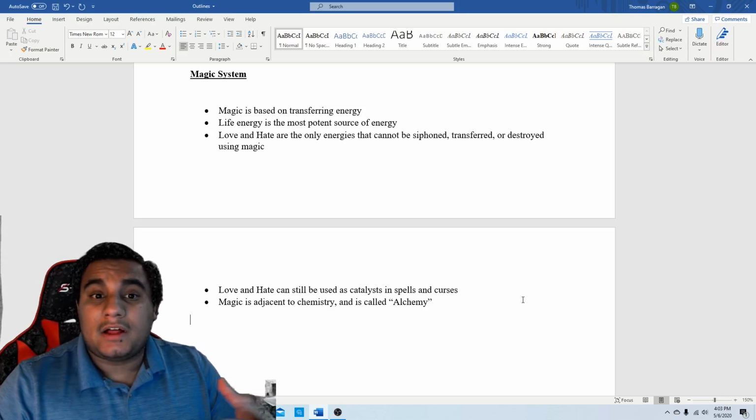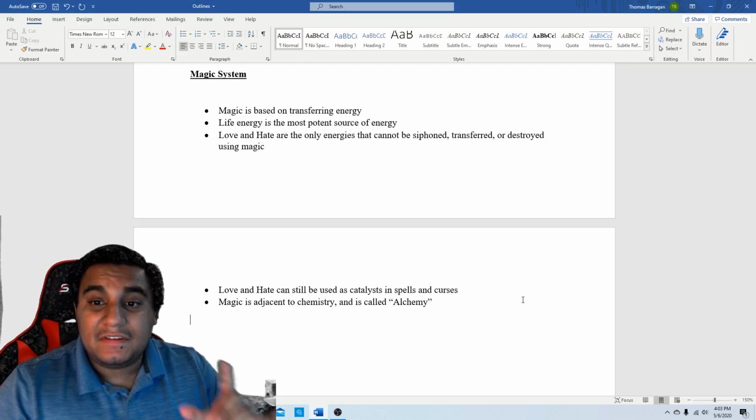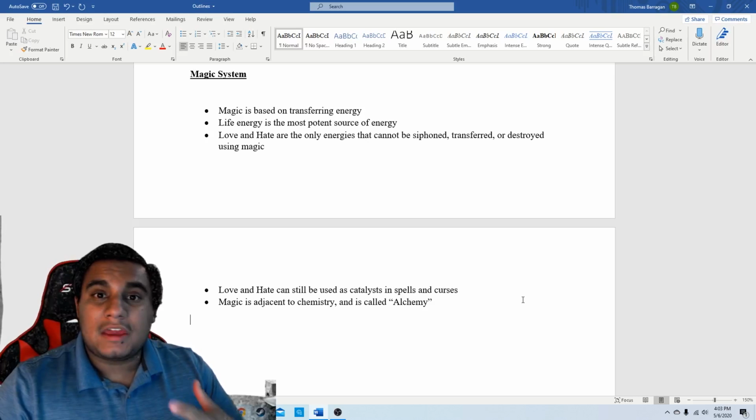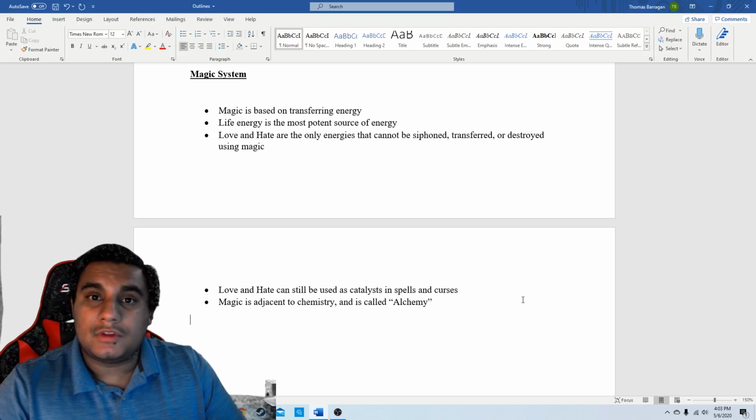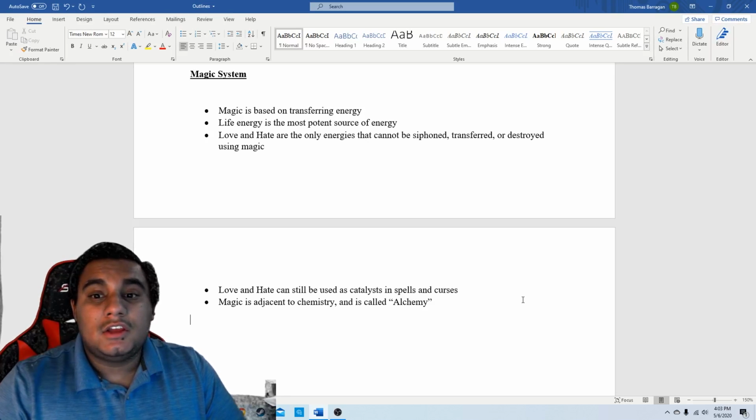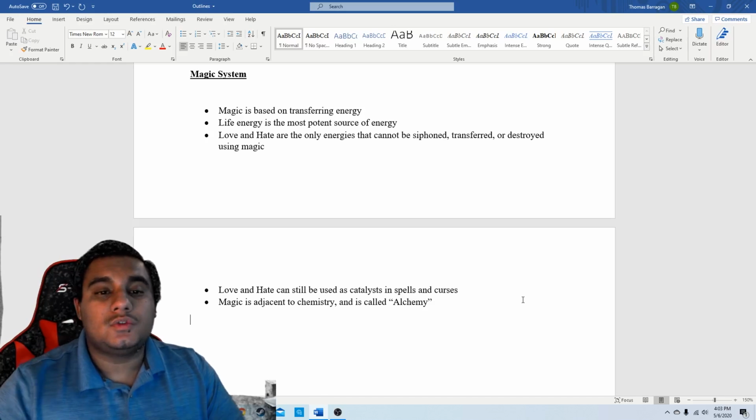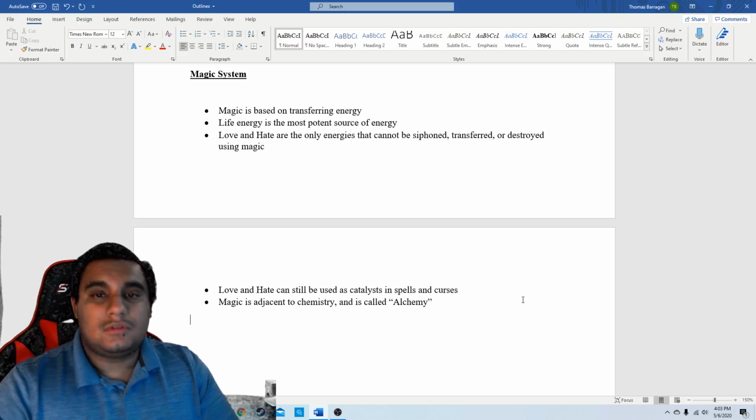a more powerful spell. Love and hate are the only energies that cannot be siphoned, transferred, or destroyed using magic, meaning you can't cast a love spell or make a love potion in order to make somebody fall in love with you, because in that case, you would be transferring or siphoning love of some sort. So you're not allowed to do that in this universe. Those two emotions are the most powerful emotions, and as thus, they're immune to magic.